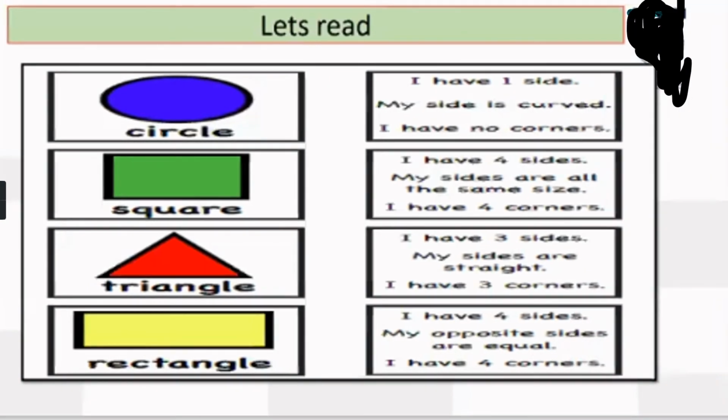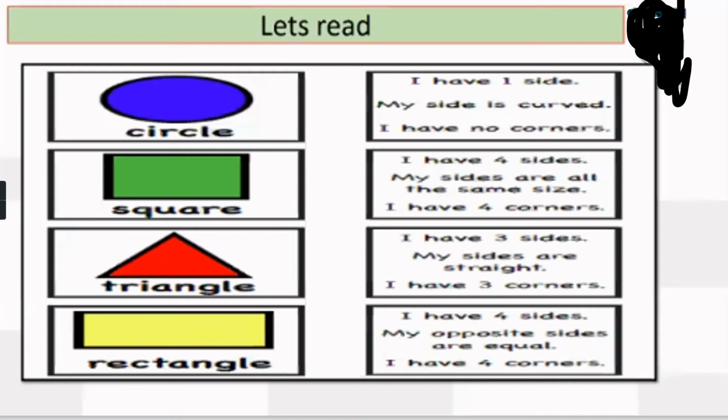Now let us read. Here in this slide, the sides are mentioned in the information about circle, square, triangle, and rectangle, which are two-dimensional shapes. Circle is saying to us, "Hey, I'm circle. I have one side. My side is curved. I have no corners or vertices." Square is saying, "Hello, I have four sides. My sides are all the same size. I have 4 corners."